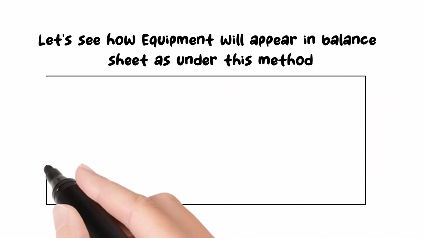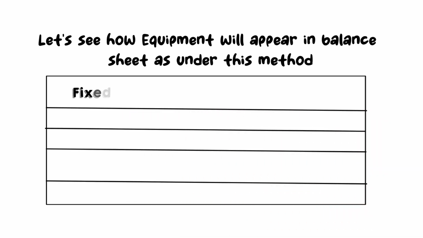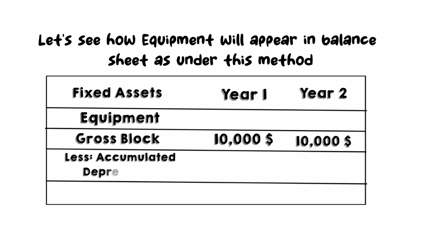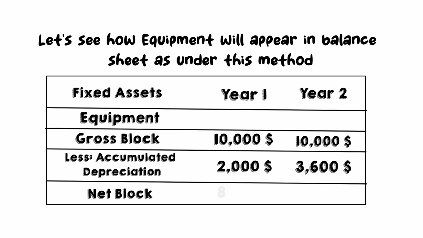Let's prepare the chart for 2 years. Fixed assets, year 1 and year 2. Equipment, gross block for first year, $10,000, and second year, same $10,000. Less accumulated depreciation. For first year, $2,000, and second year, $3,600. Net block for first year is $8,000, and second year, $6,400.